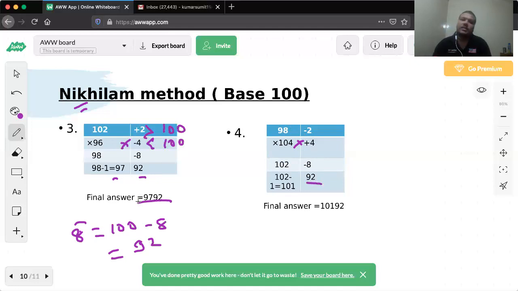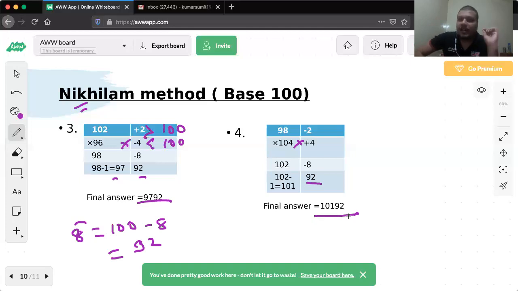Why are we doing 100 minus 8? Because the Nikhilam is 100. If the Nikhilam would be 10, we would be doing 10 minus 8 is equal to 2. And since we are doing complement, we do 102 minus 1 is 101. And then we merge the LHS and RHS, and the final answer is 101, 92. It is that simple, that easy, guys.